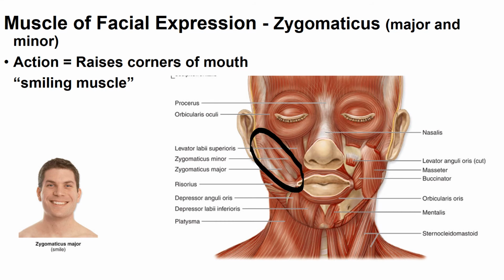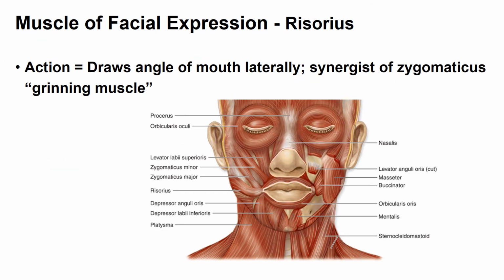The risorius are a set of muscles that we find laterally and superficially. And these muscles pull the corners of the lips laterally because of their orientation, and so you use these muscles if you make a closed mouth smile or a grin. And this will be a synergistic muscle to a zygomaticus, where it has a similar action as the other zygomatic muscle.